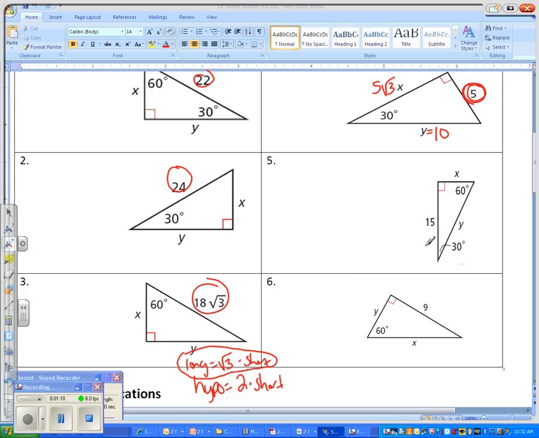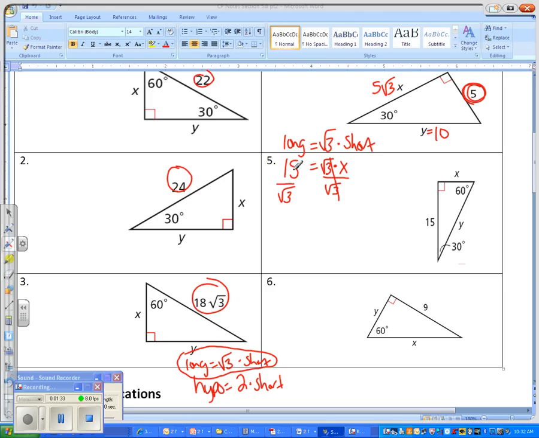Okay, so I know that the longer leg is 15. I'm going to use the shortcut: long leg equals radical 3 times the short leg. So we know the long leg is 15. We know we have to multiply radical 3 times the short leg, which is x. Now, I'm going to get x by itself. So the opposite of multiplying by radical 3 is dividing by radical 3.